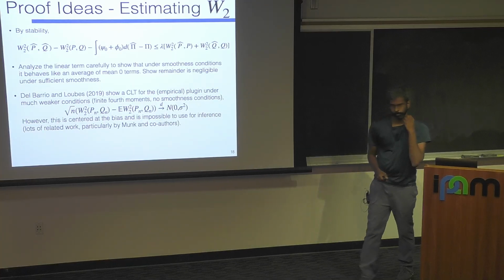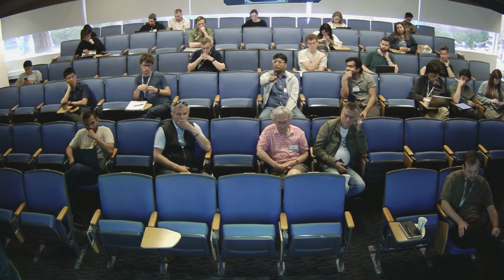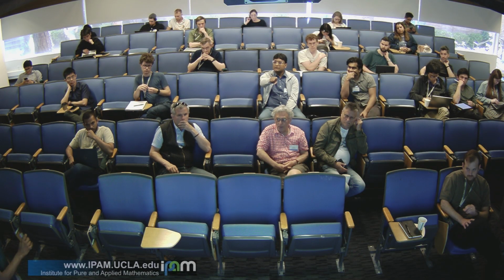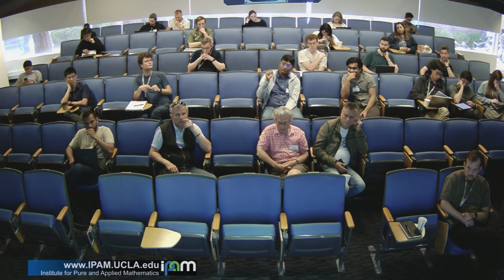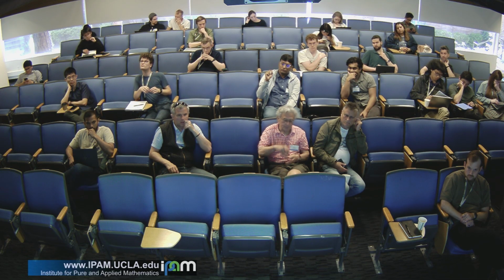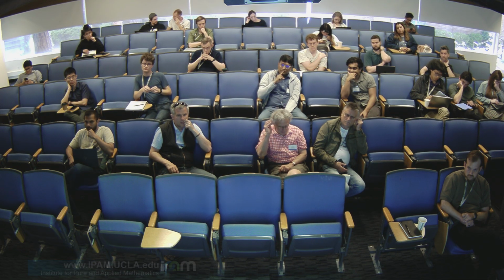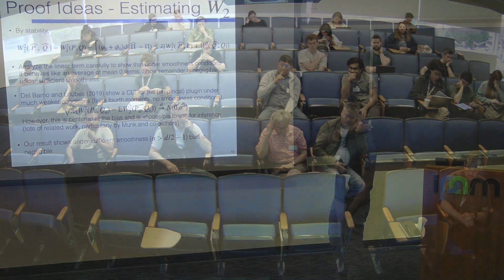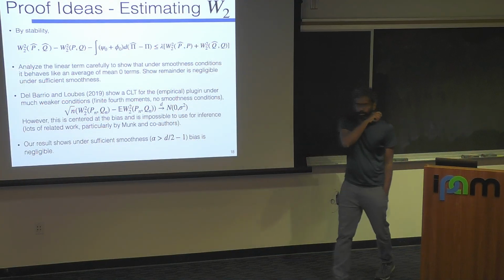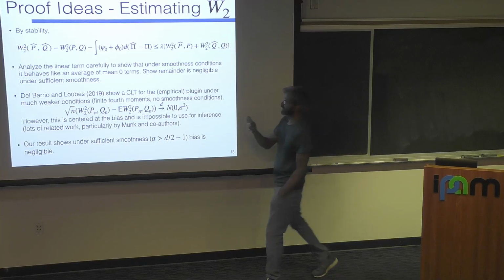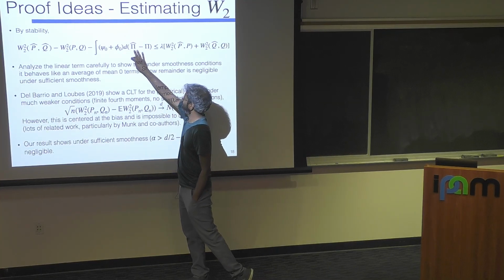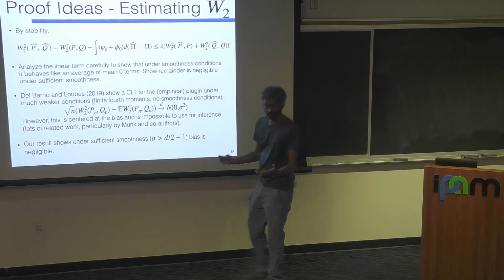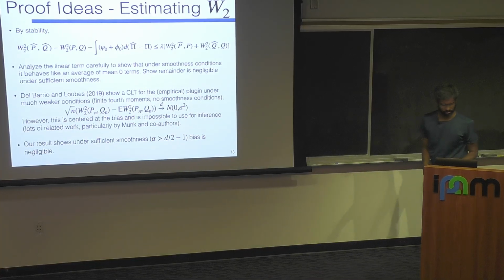Shiva, but this CLT is not valid if P is equal to Q. Is that not right? Yeah, that's right. This is away from the null, yeah. But your result would be valid for P equal to Q? It will also not be because of the same thing. It will degenerate for the same reason. This thing will have 1 over n behavior, not 1 over root n behavior.